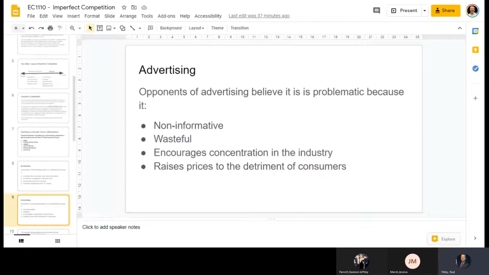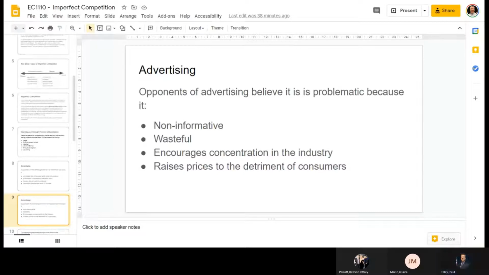The advertising also encourages concentration. The thought is that the large firms are the only ones who can afford to advertise. So as a result, they get bigger and the smaller ones get smaller. And all we're left with is sort of monopolies or sort of oligopolies because there's very few sellers who survive, and as a result, we're going into a less competitive environment rather than a more competitive environment.